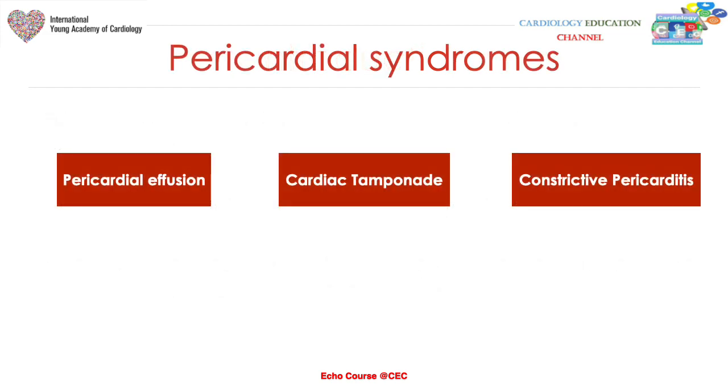So what abnormalities of the pericardium are we going to talk about? We're going to talk about the pericardial syndromes, including the pericardial effusion, the cardiac tamponade, and the constrictive pericarditis. Let's start with the pericardial effusion.